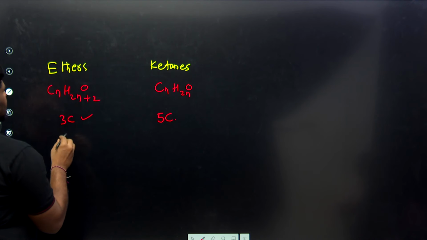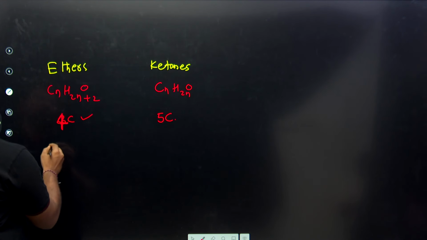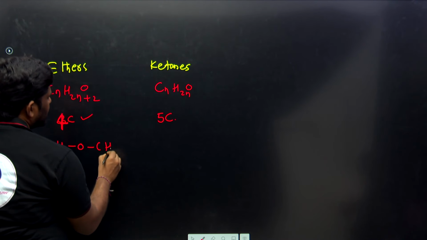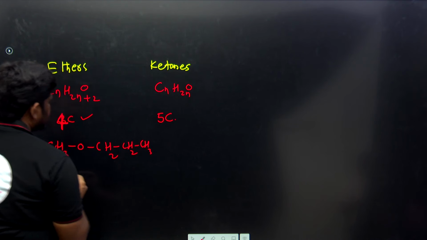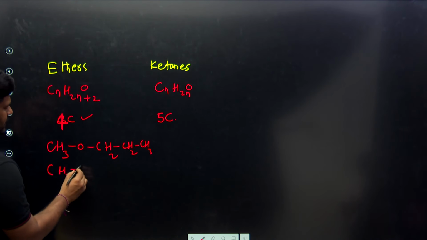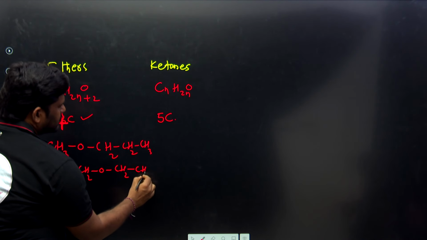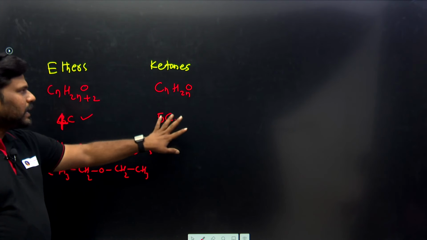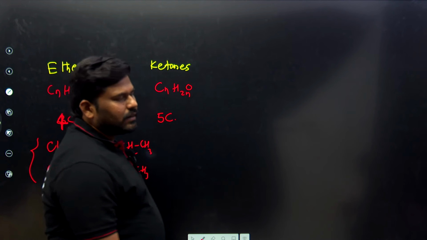Here 4 carbons. Ether will be CH3O. Here minimum 4 carbons required, here 5 carbons required. So for example, I am taking this: CH3O CH2 CH2 CH3, and CH3 CH2 O CH2 CH3. That's it. These are called the metamers. Here 4 carbons, remember, here 5 carbons, remember. So then only it will exhibit the metamers.